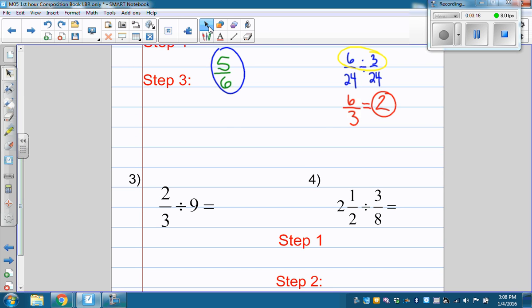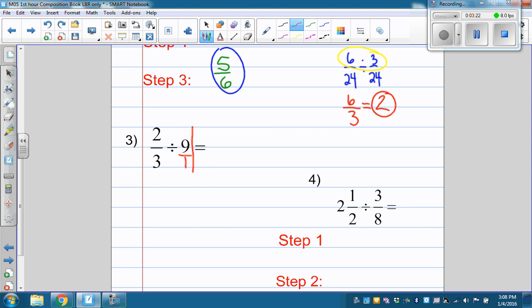On problem 3 here, you can think of 9 as 9 over 1. So your common denominator is going to be 3. 2/3 divided by 27/3, because 9 times 3 is 27. No mixed numbers. Make a fraction out of the numerators. The final answer is 2 over 27.